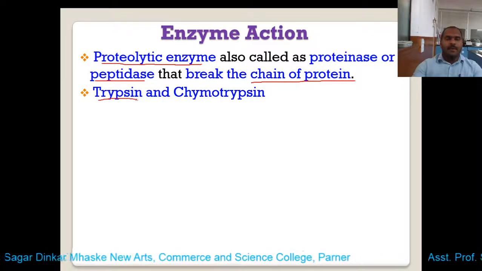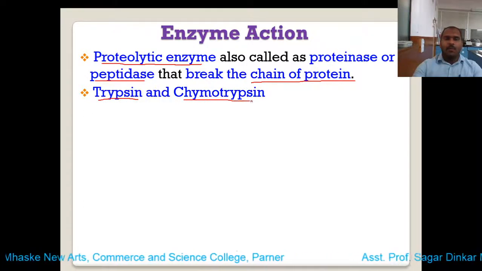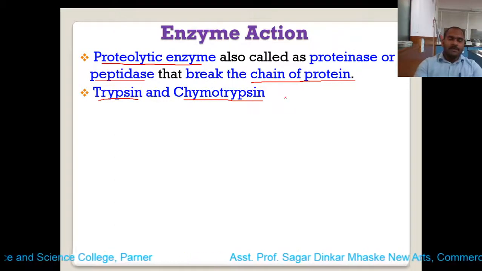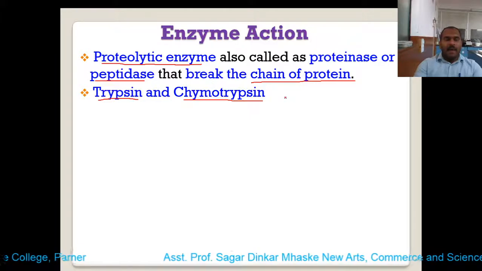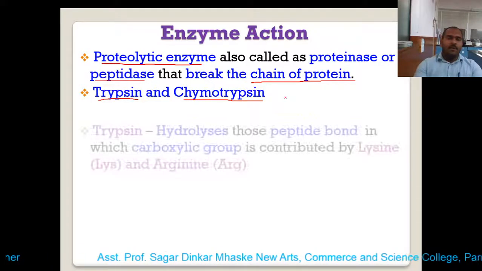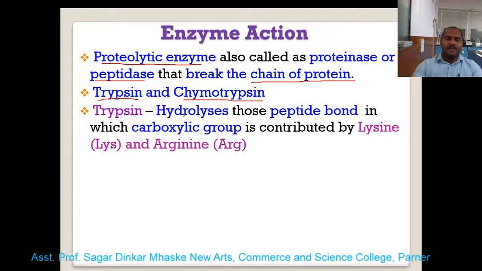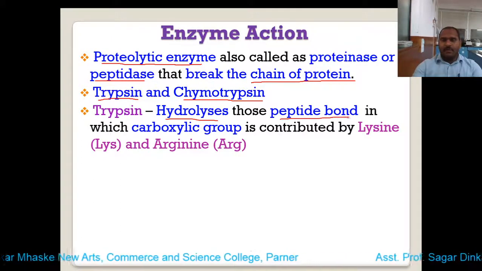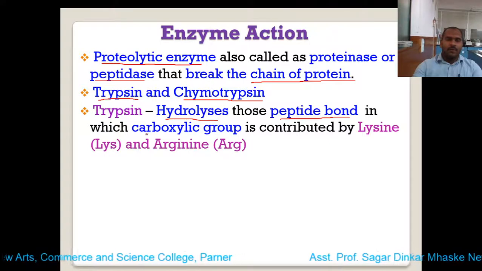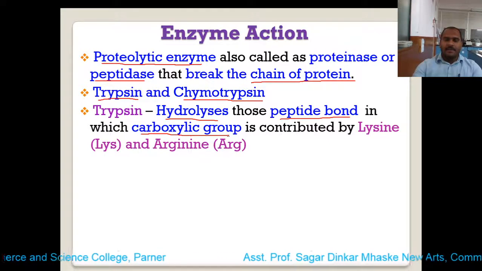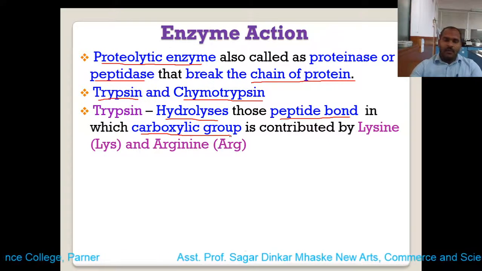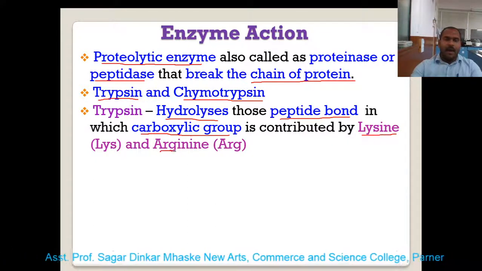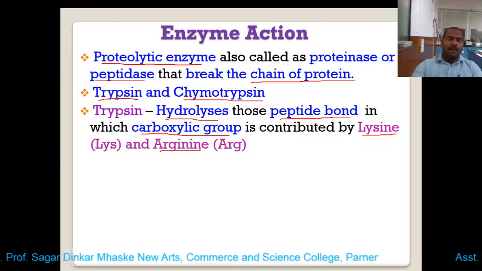Remember the names, trypsin and chymotrypsin. These are the two enzymes which we are going to see. They are very specific in their action. So let's see them one by one. First, trypsin. Trypsin hydrolyzes those peptide bonds in which the carbonyl group is contributed by lysine and arginine. Lysine and arginine.